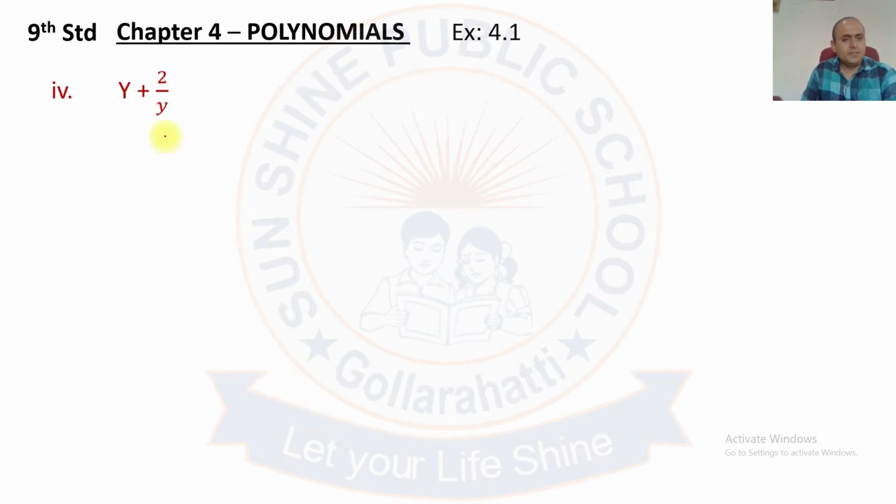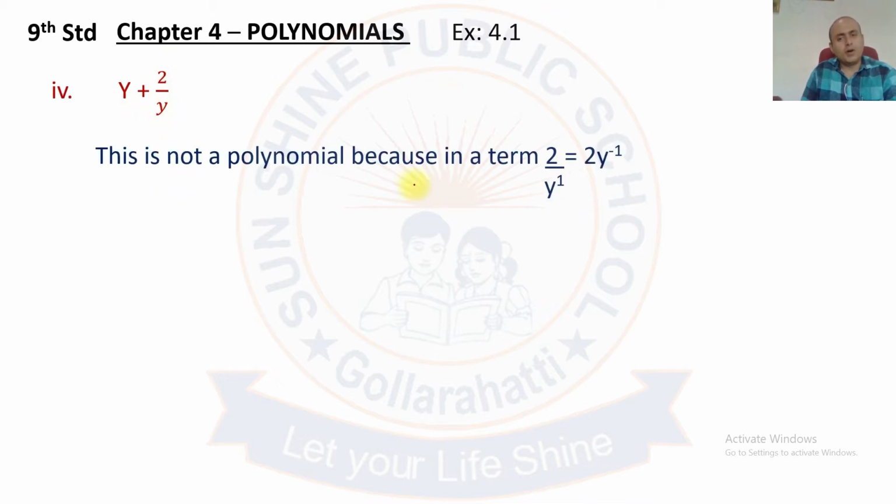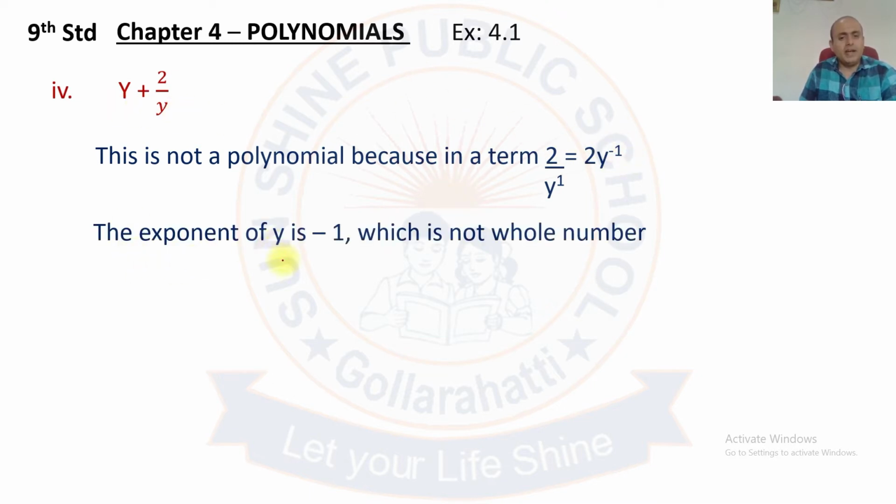Next question, y plus 2 by y. Here 2 by y is not a polynomial because the term 2 by y to the power 1 is equal to 2y to the power minus 1. So the power of y becomes minus 1. Therefore, the power minus 1 is not a whole number, and this is not a polynomial. The exponent of y is minus 1, which is not a whole number. That's why we will not call it a polynomial.